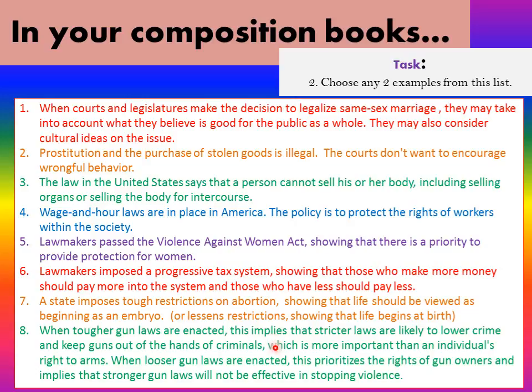Say you want to go the other way around. If you think that loose gun laws should be in place, do the pros of having loose gun laws, and then there are the cons of having it, because you do need to view both sides. Okay, so keep in mind which ones you want to do.